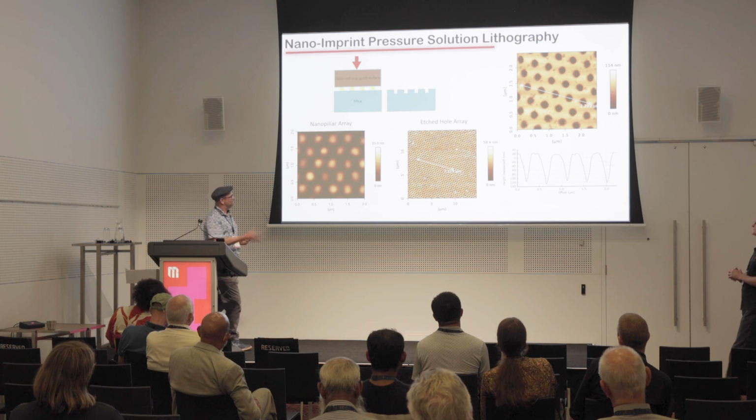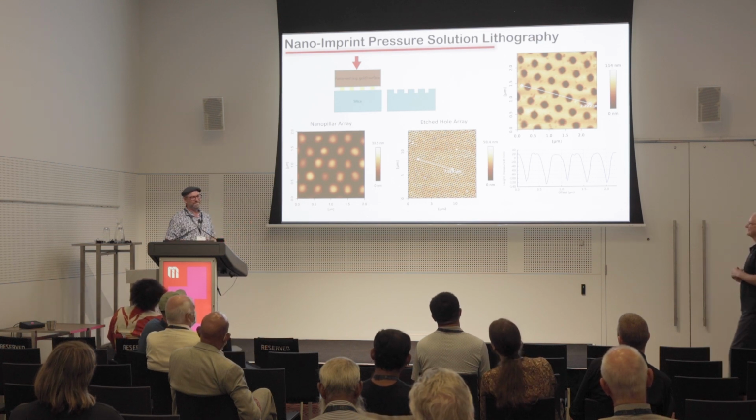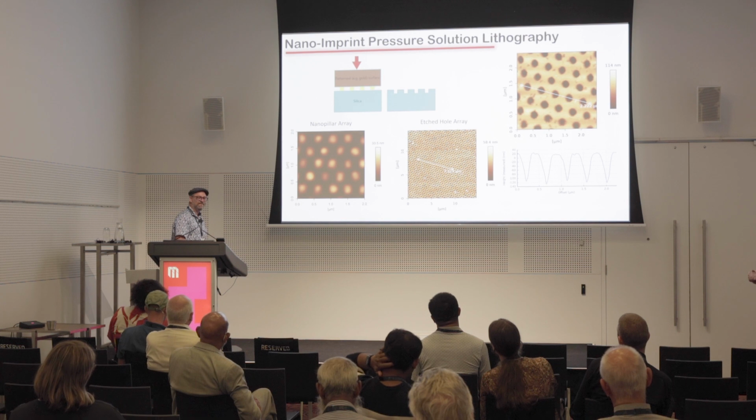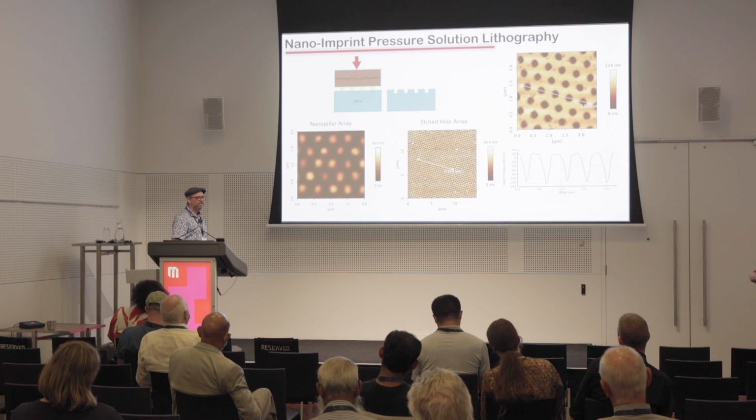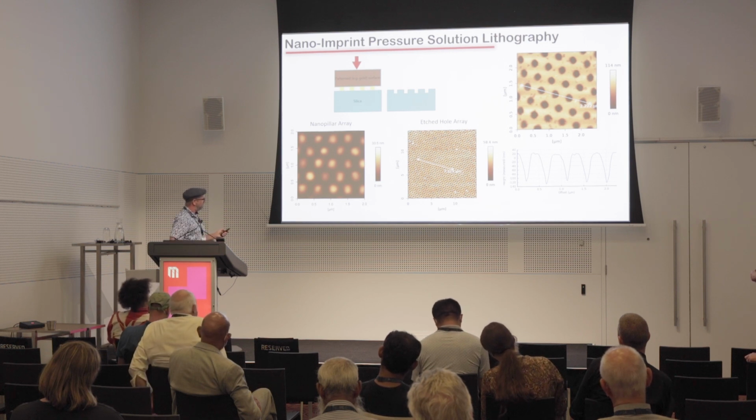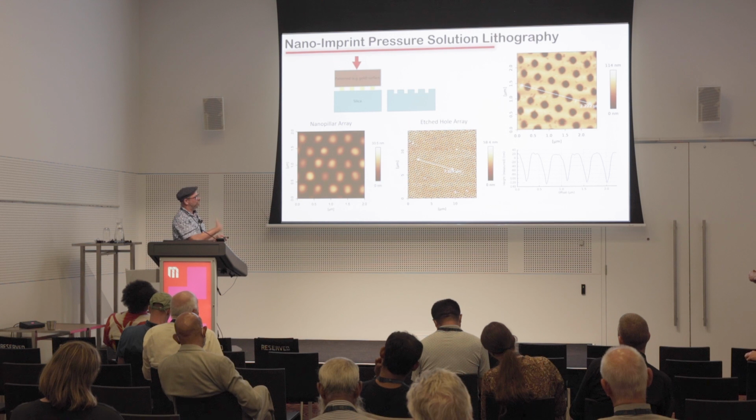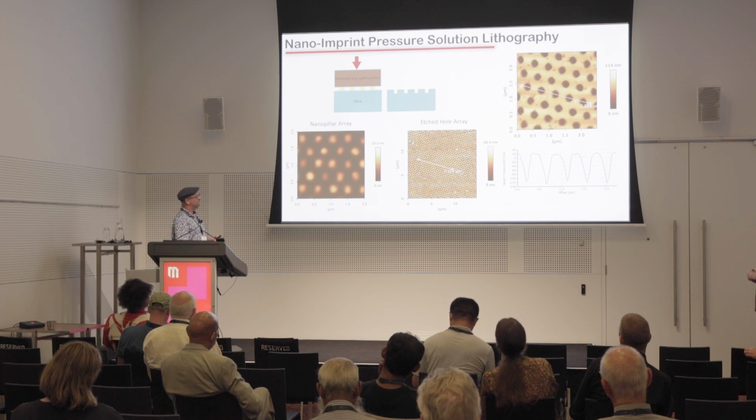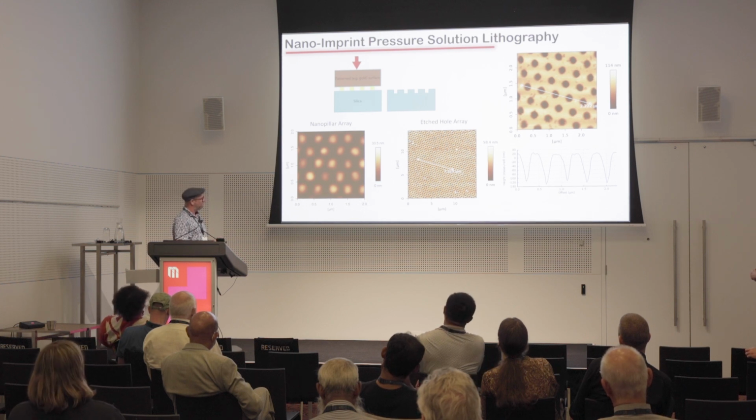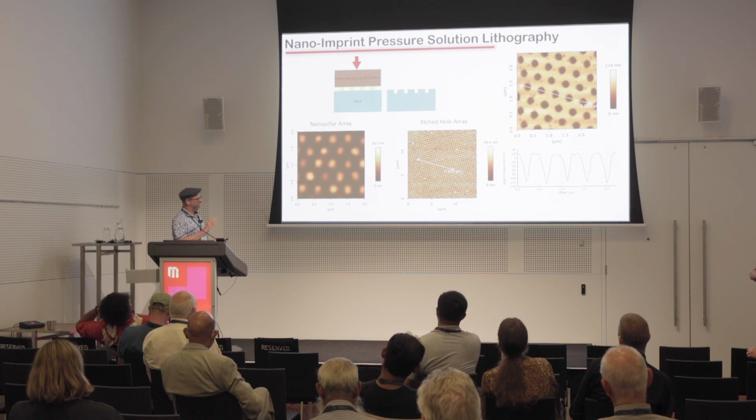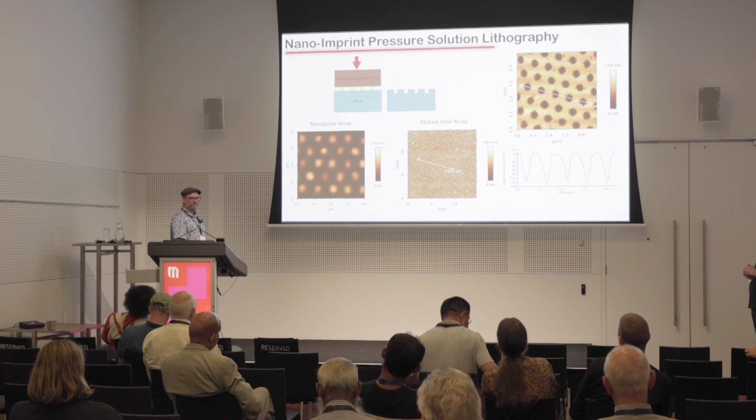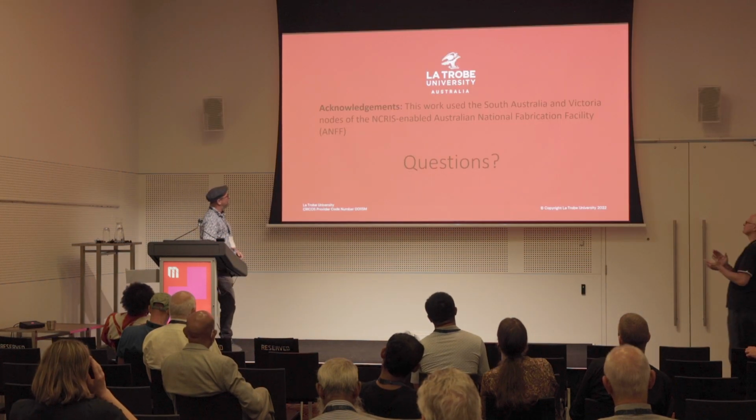Finally, because the pressure solution effect is highly localized, we can use it to do nano-imprint lithography. Very simply, we take a patterned surface, press it up against silica in water, and we're able to etch that pattern underneath. This was done using the nanolithography equipment at the MCN. We're currently working out ways that we can get frequency enhancement here so that we can speed it up. All right, questions?